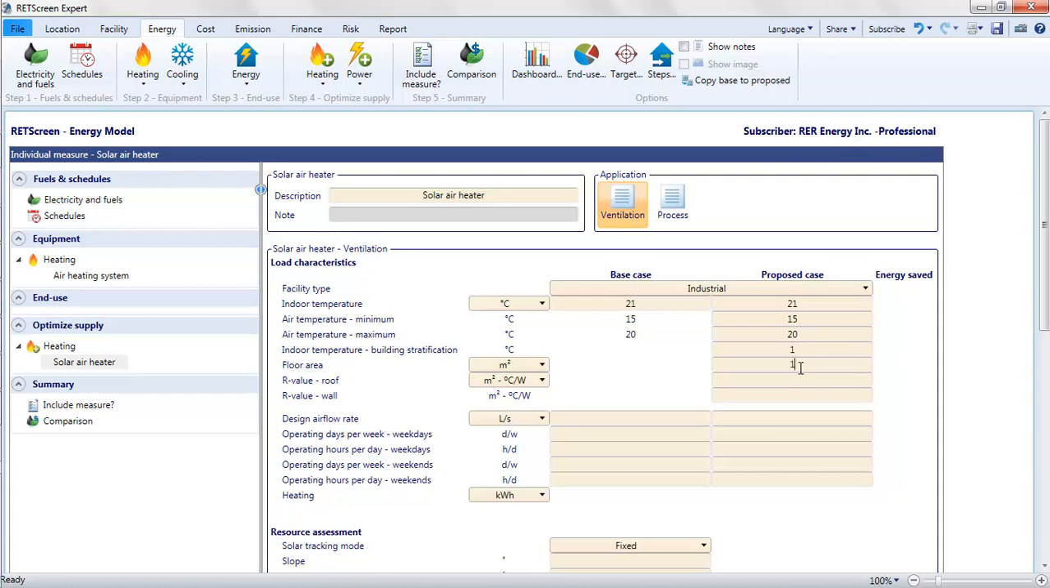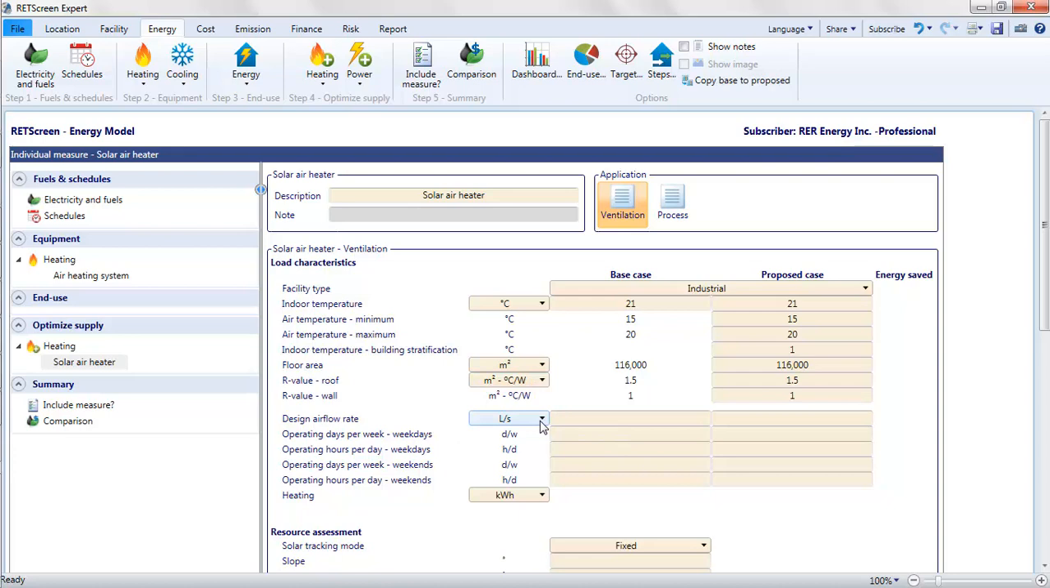The floor area is 116,000 square meters. The R value of the roof is 1.5. Note that that is in metric units. The R value of the wall is 1, also in metric units. If you want to see this in US customary units, you can use the unit switch. So it's not a very well insulated building.